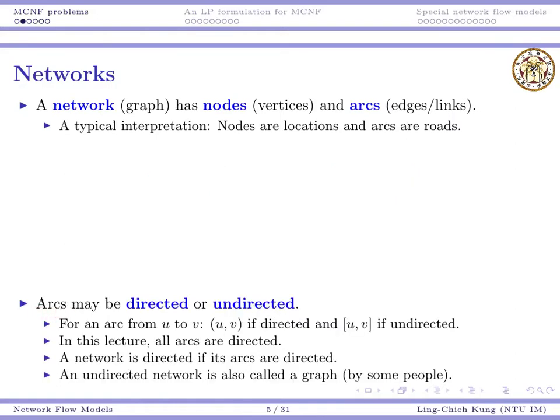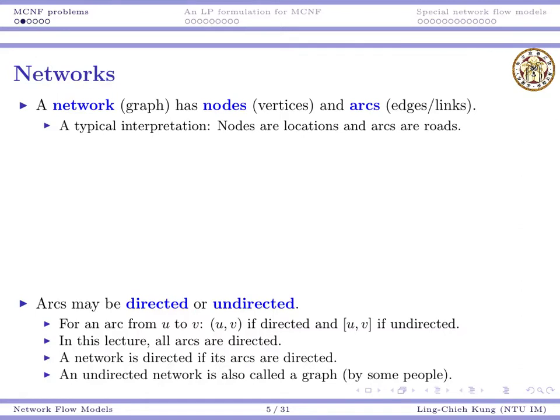In a network, arcs may be directed or undirected. For the graph I just drew to you, those arcs are directed arcs, and that means we distinguish an arc from A to B or from B to A. That's different. In that case, we say an arc is directed.